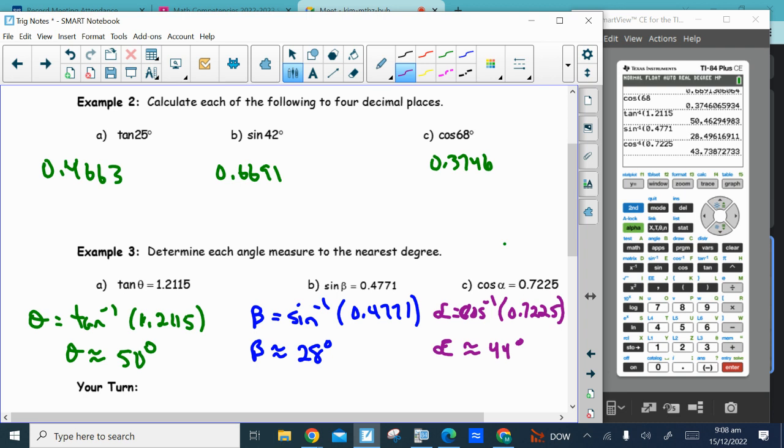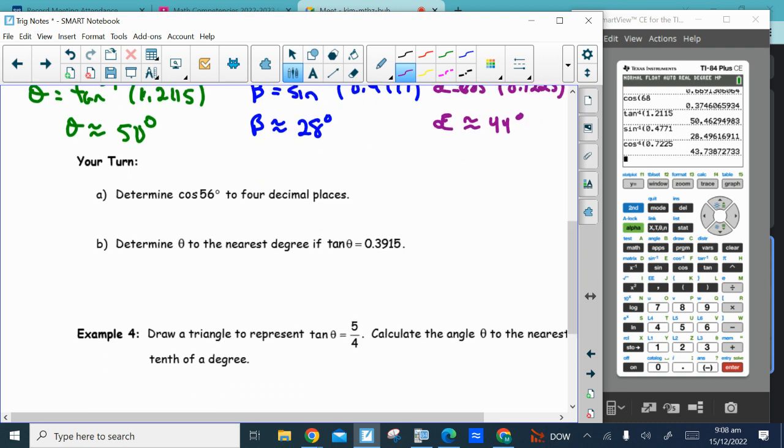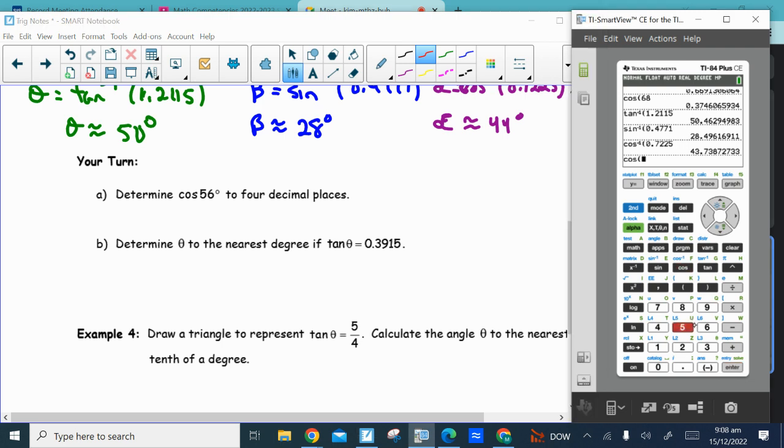So either you're going to be given the angle, and we will use that to find another side, or you're going to be given two sides and you want to find the angle. Those are the two types of questions that we're going to be working with. So this next one says determine cosine of 56 degrees. So you're given the angle of 56. You want to find the cosine to 4 decimals, so it'll just be cos 56, enter, 0.5592 to 4 decimal places.